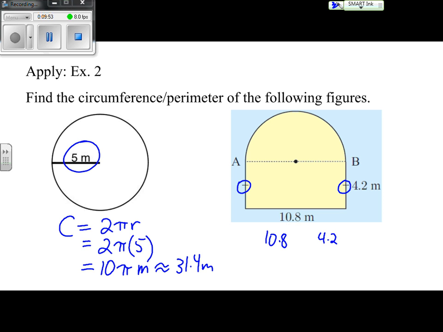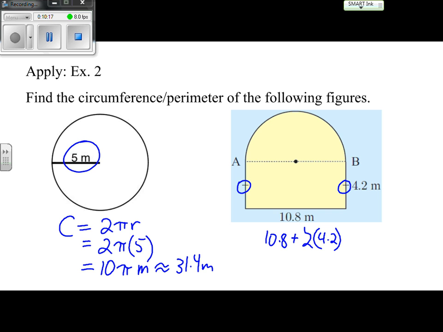So how many 4.2s do we have? We have 2 of them. So I can multiply this by a 2. And then for perimeter, I always want to add up. Now you might say, why didn't you double up the 10.8? Because if this is a rectangle, the 10.8 would also occur twice. And it does. The 10.8 is on the bottom, and it's also right where I just had that blue pen mark right here. But this part is not on the outside.